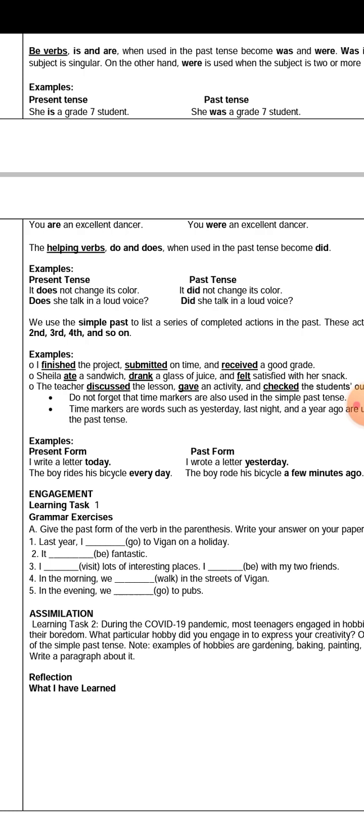I blank to vegan on a holiday. The verb is go. So, ano magiging past tense, past form ng go? Ang sagot ay went. Very good. So, bonus na yung number 1 ha. So, last year, I went to Vigan on a holiday. Okay? And number 2, 3, 4, 5 will be answered by you, of course.